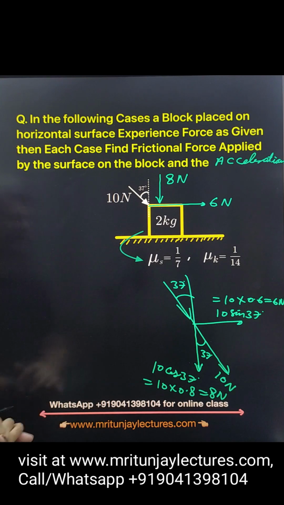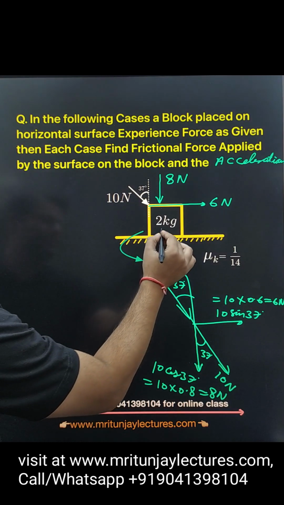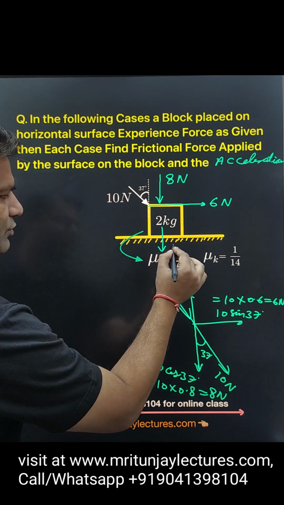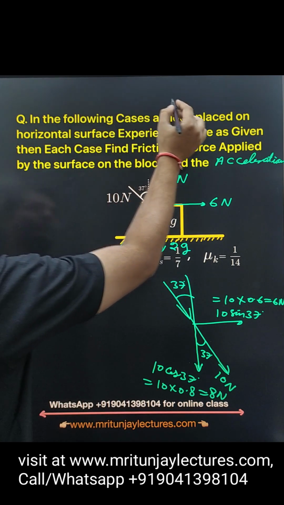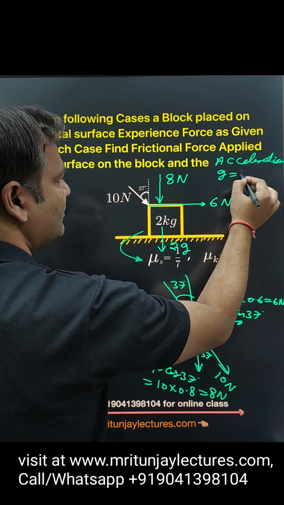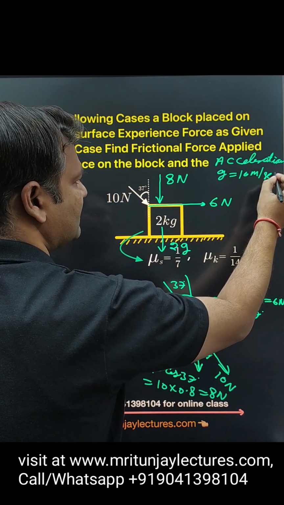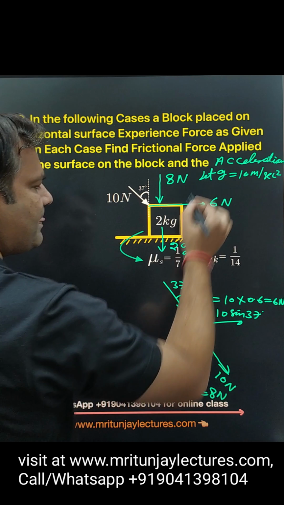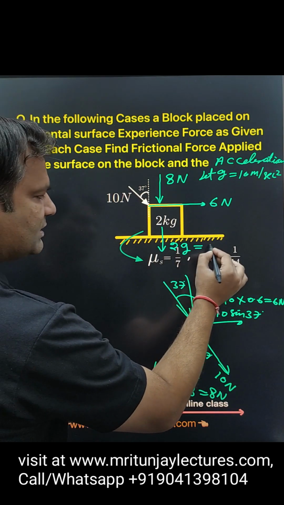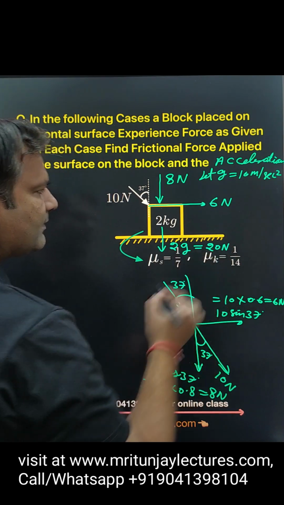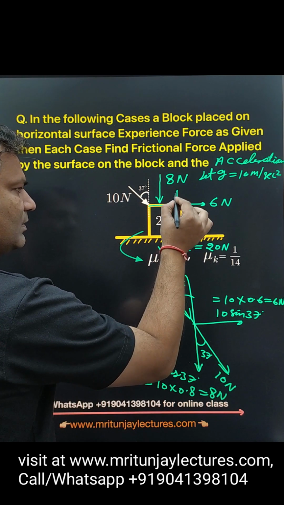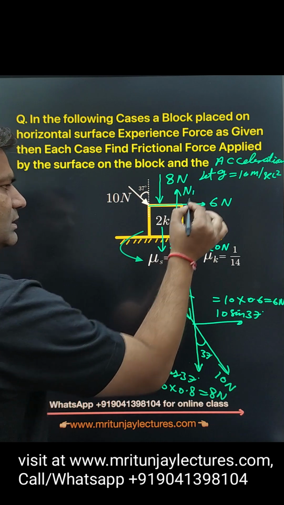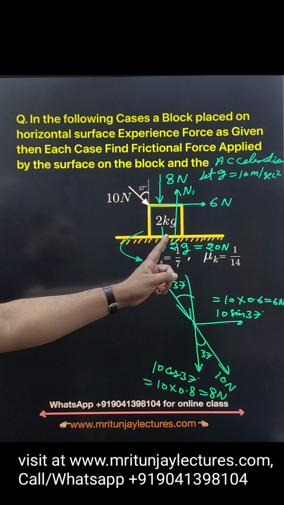Now make the free body diagram of that 2 kg block. mg always acts downward, so 2 into g. For simplicity, I have taken g equal to 10 meter per second square. So 2 into g is 20 Newton. The normal force applied by the surface on the block is always in the perpendicular direction.